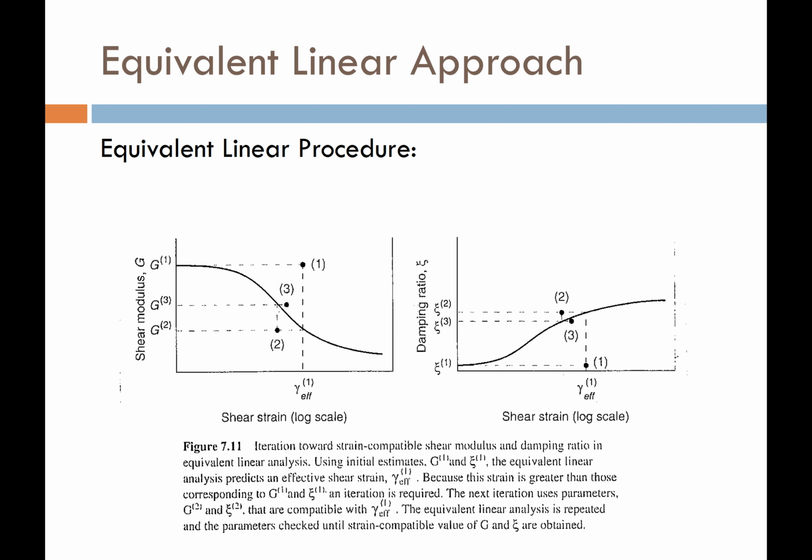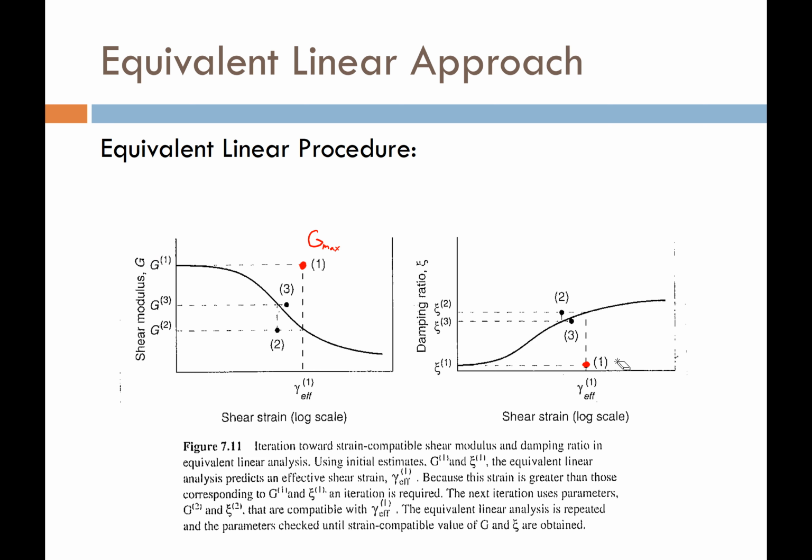So I have here a graphical procedure just to show this. Let's assume at point number 1, that's going to be my G value. Oftentimes this may be G max. As you can see in this value, it certainly is. And then I'm going to guess some initial value of damping ratio as well.